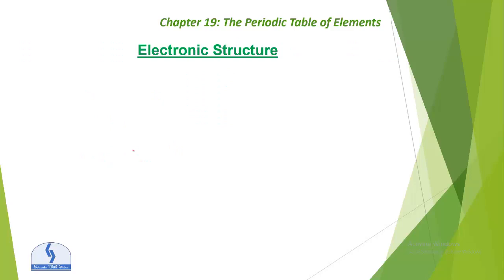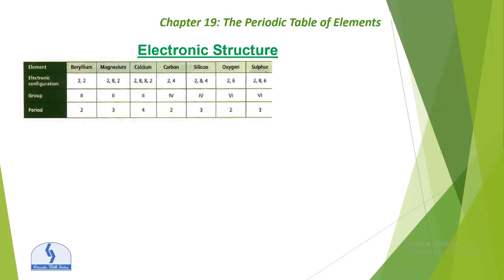Now, the electronic structure. We can obtain the electronic structure of an element from its proton number. From this, we can deduce the periodic table period number and the group number of an element, right? So let's take an example. Look at the chart.